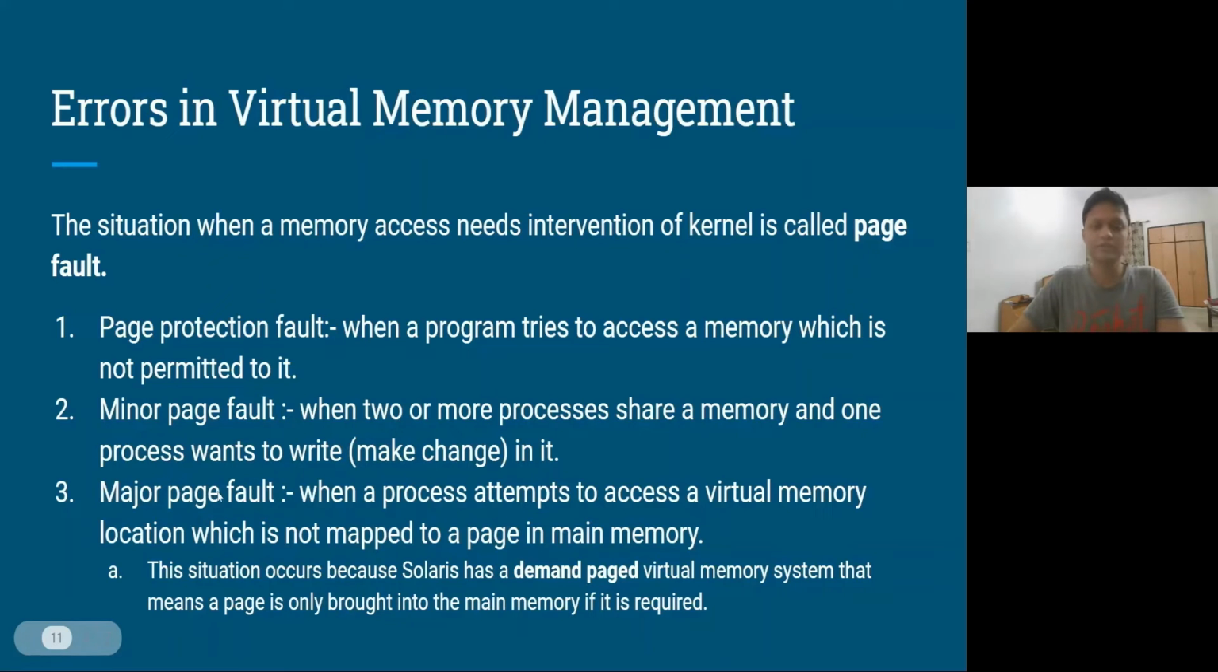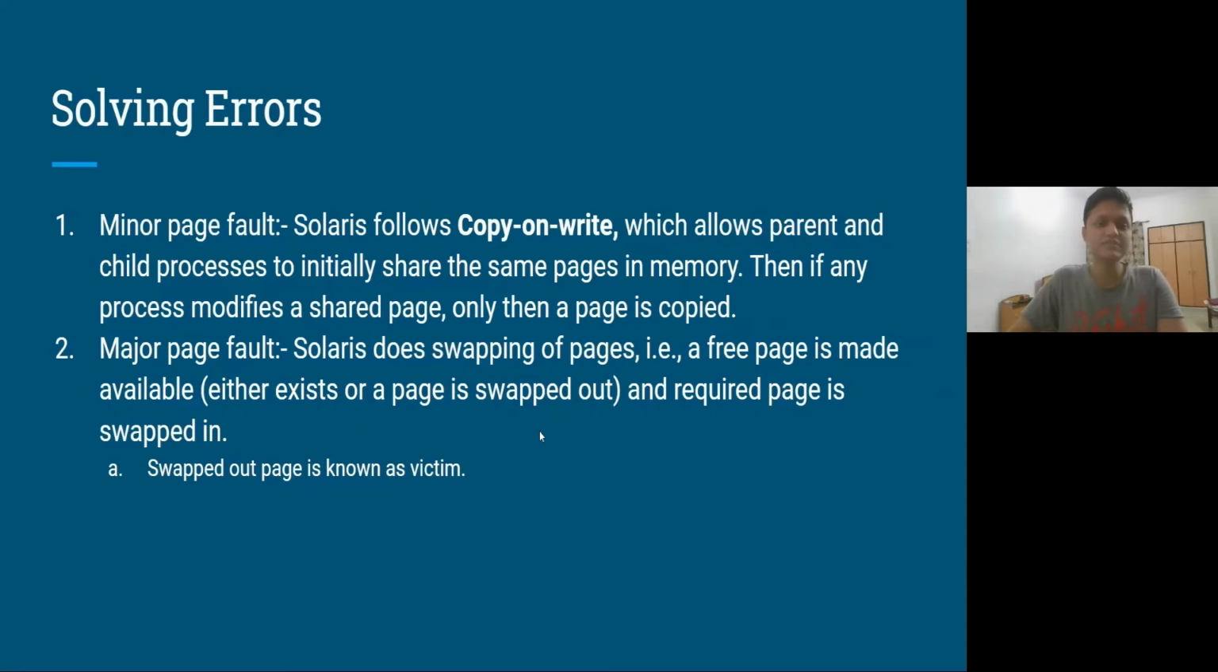Major page fault, when a process attempts to access a virtual memory location which is not mapped to a page in main memory. This situation can arise in Solaris because Solaris has a demand paged virtual memory system. That means a page is only brought into main memory when it is required, not prior to it. Solving these errors, a page protection fault cannot be solved in the first place because it does not have the permissions.